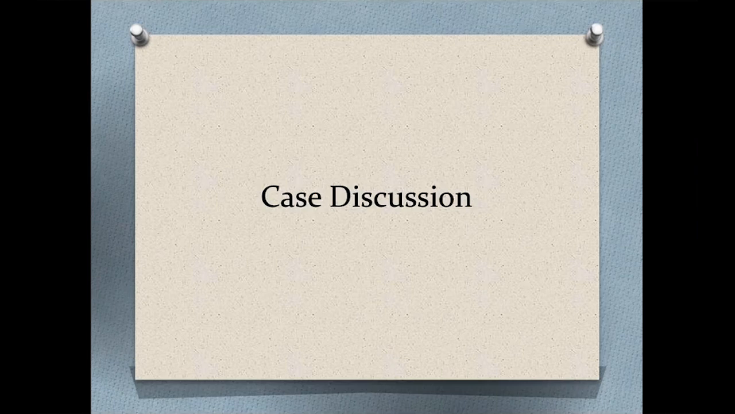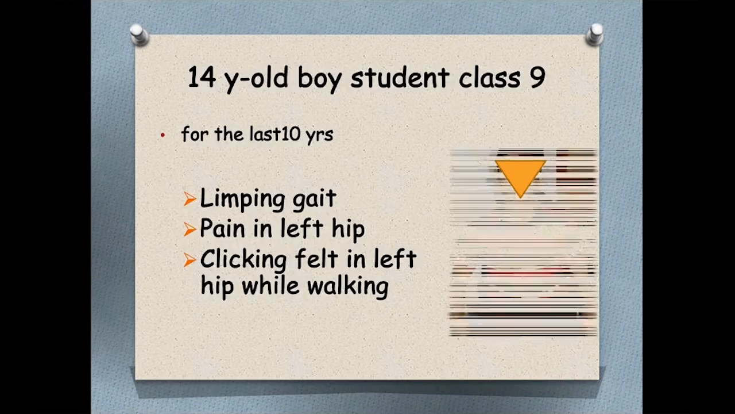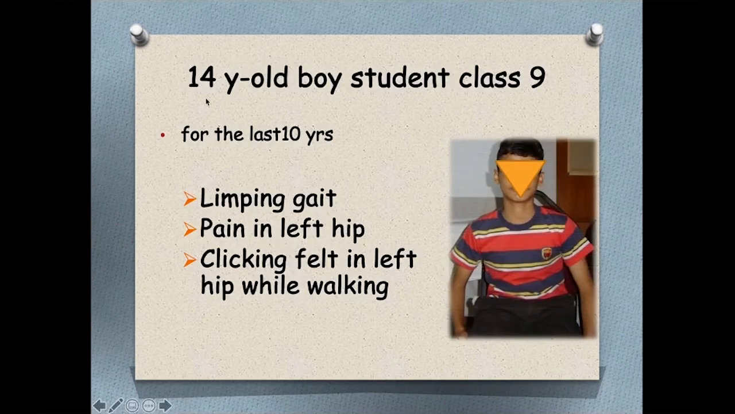and now it is for the students to reply to these two case discussions. So this was the case. A 14-year-old boy, and for the last 10 years he has had a problem. He has a limp, he has pain in the left hip joint, and clicking felt when he moves the left hip joint while walking. So what stage can this be? These are the signs the patient presents with: the limp, pain in the left hip joint, and the feeling of clicking.